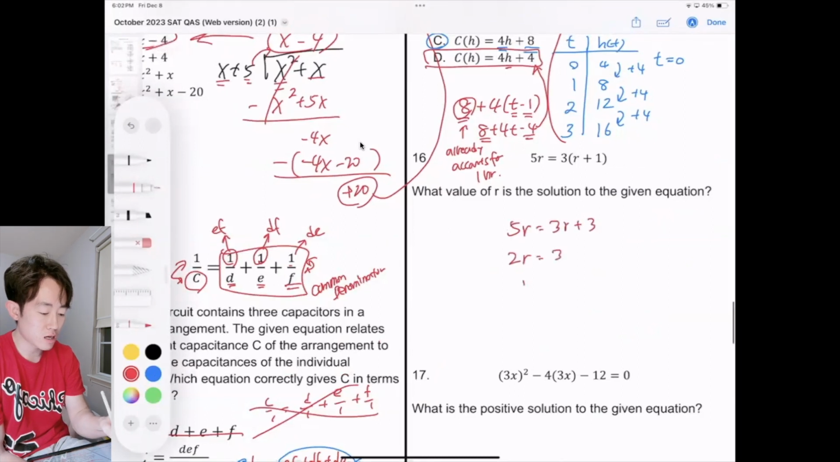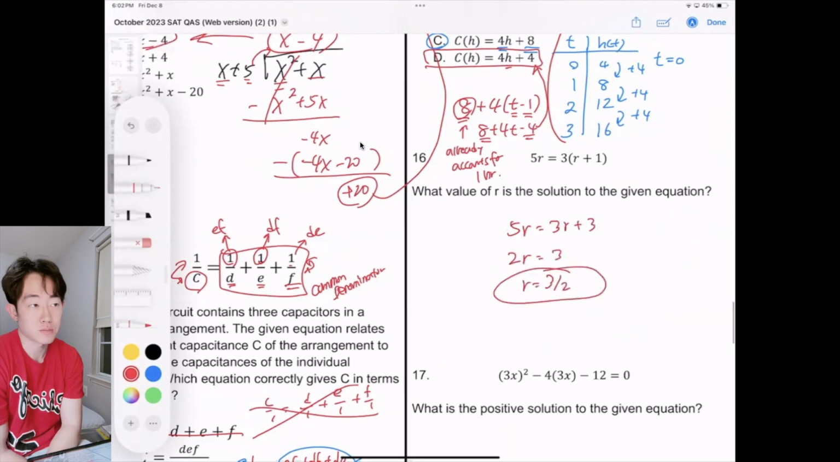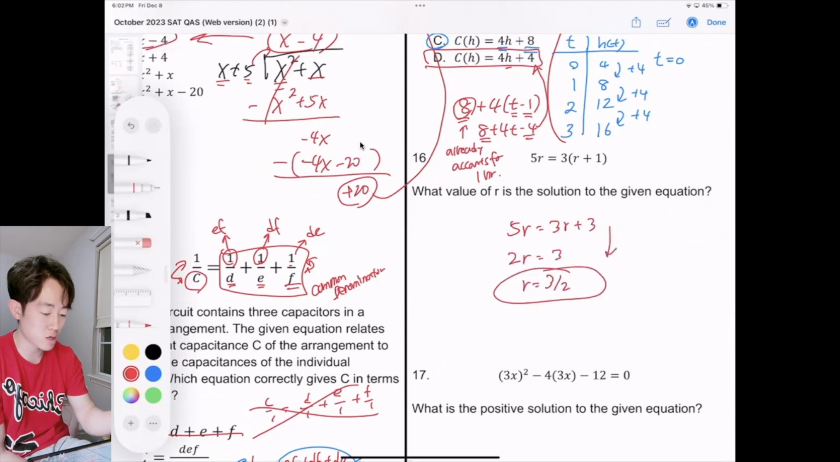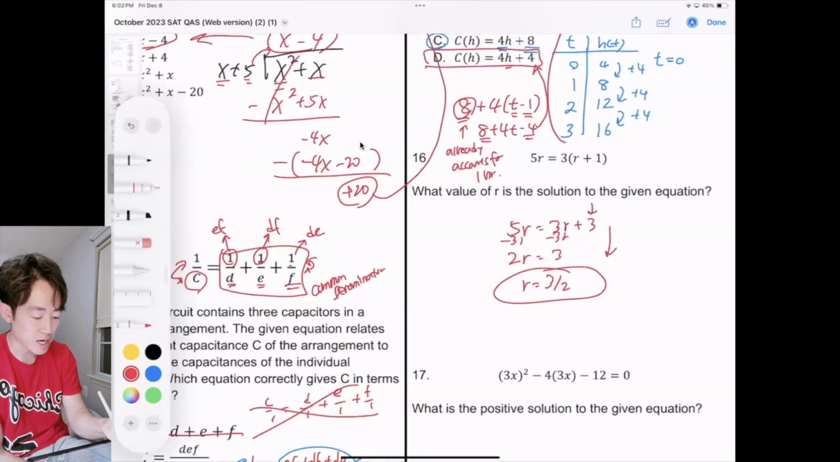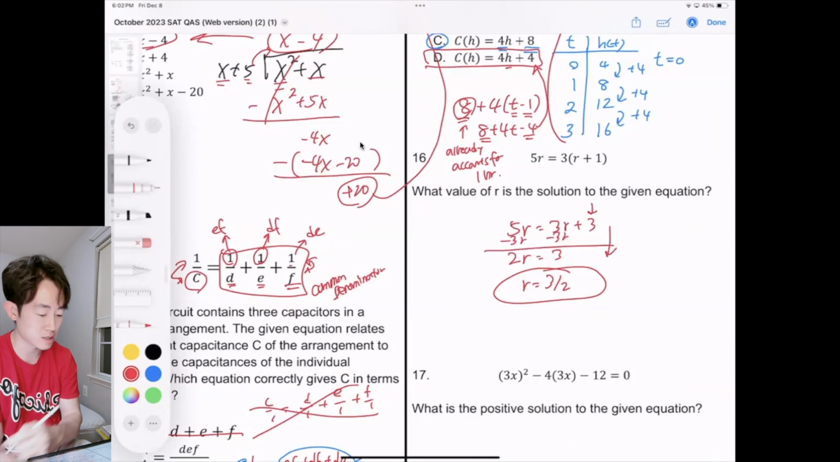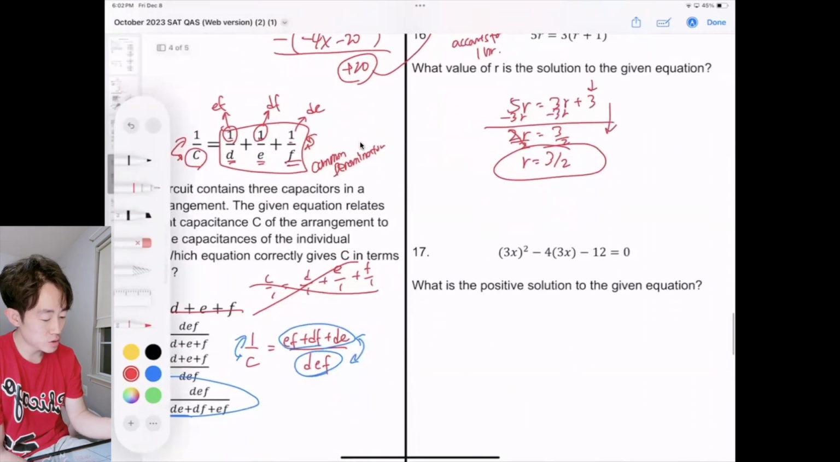I strongly doubt any of you guys will get this one wrong, but it's an algebra question, so show your work and make sure you don't make silly mistakes. That's the worst way. Distribute the 3. I guess that's the only possible mistake you could make. Subtract 3 on both sides and get 2r and all the good stuff. Divide by 2. Yeah. What is the positive solution to the given equation?